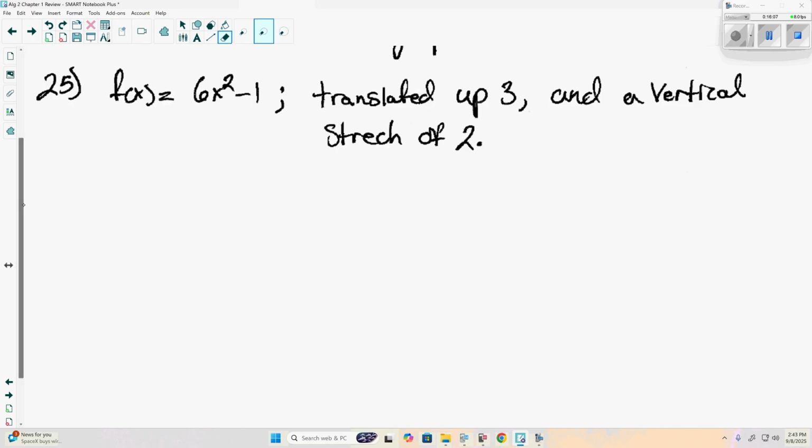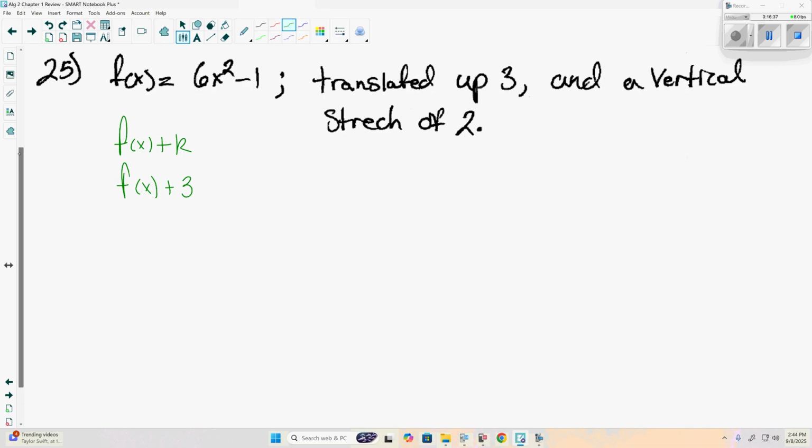So the first thing is a translation up 3. So our up or down general form is f of x plus k, where k is the amount that we move the function up or down. Now, since we're moving it up 3, our value of k is positive 3. If we'd gone down 3, our value of k would be negative 3, minus 3.